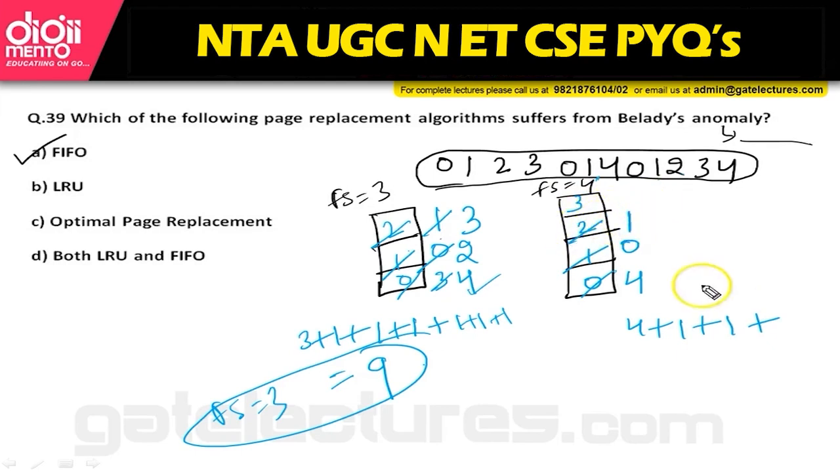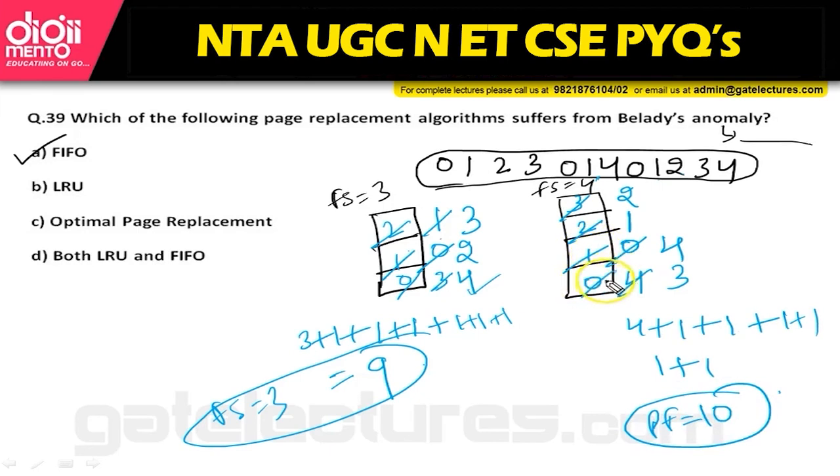Then I have 1. Okay, now I have 2. So this one will be removed. So how many page faults? 1 2 3 4 5 6 7 8. Okay, now 3. This one will be removed. 1 plus. Now I have 4. So this one will be removed. So 4 5 6 7 8 9 10. So here page faults are 10.